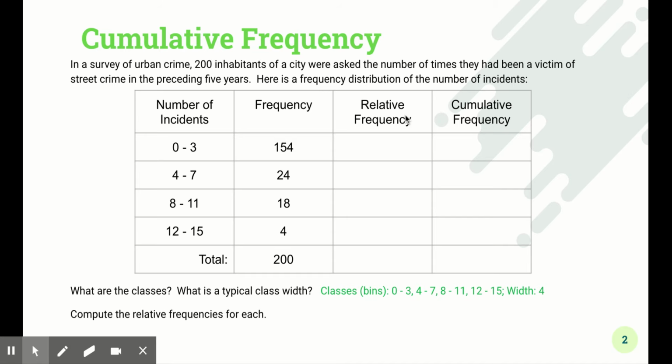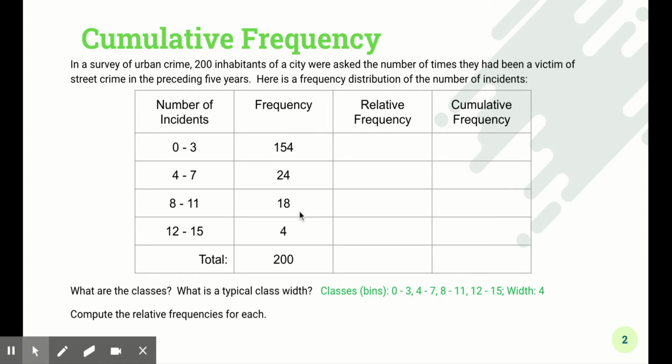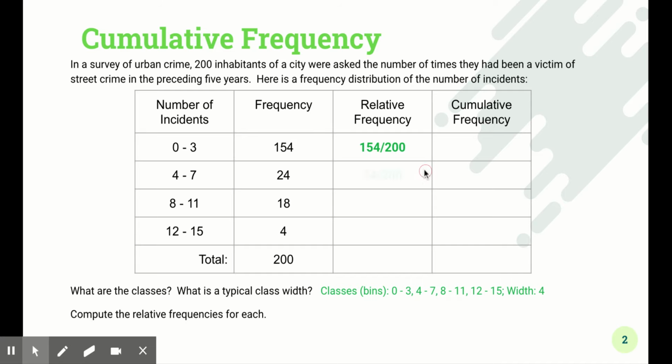To compute the relative frequency, we have to take the frequency over our total number n. So our first relative frequency would be 154 over 200. The second one would be 24 over 200. The third would be 18 over 200, and the fourth would be 4 over 200.